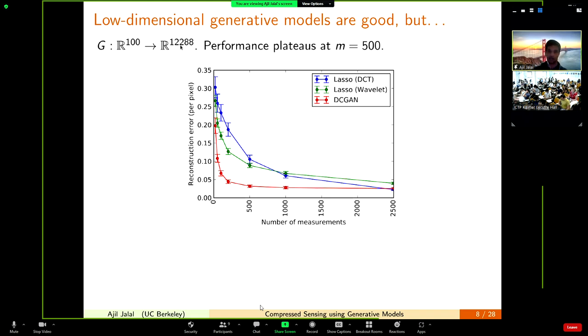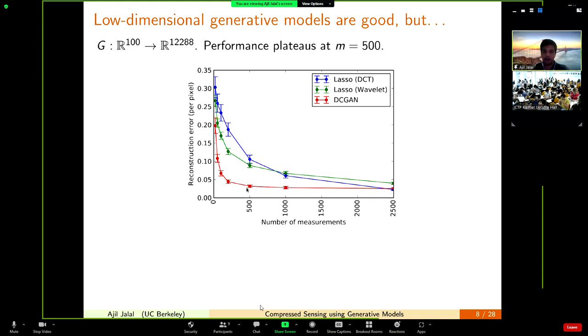And it has some number of layers. And once you hit 500 measurements, you've already found the best possible image that the generative model can produce. Because, for example, if this was run on human faces, you take someone's face, take measurements of that face, and now you try to reconstruct what the person's face would be. And since the generative model is not perfect, it can't capture every human face.